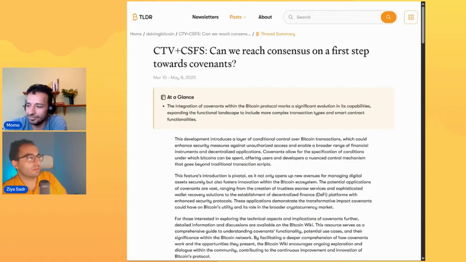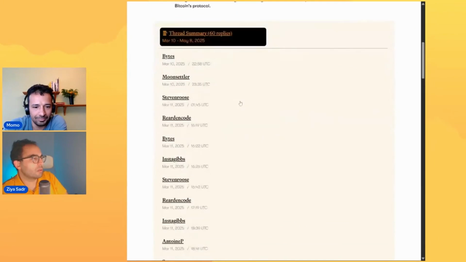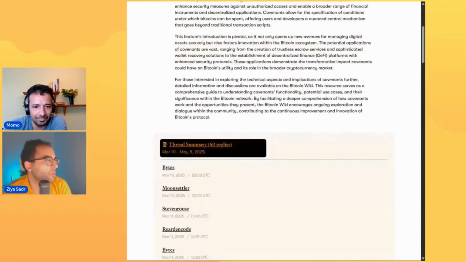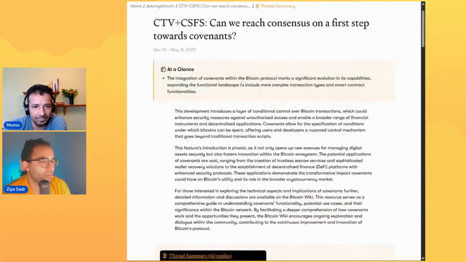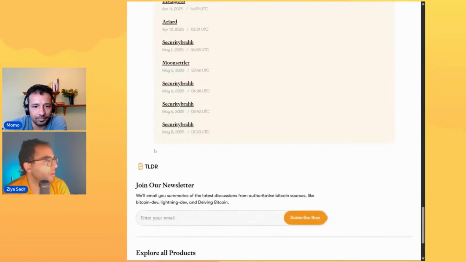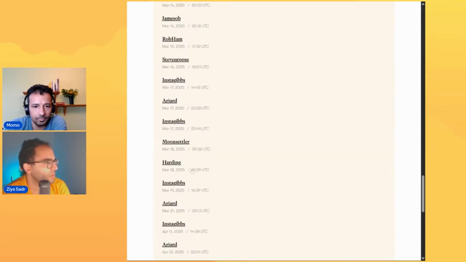So it's good to have this step. So CTV, CSFS, and the post is about, can we reach consensus on a first step toward covenants? It's a very huge topic that is way over my head. So I'm not going to go into all the details about it, but it's good to know that such a topic is going on. And the last posts were about 8 days ago here.